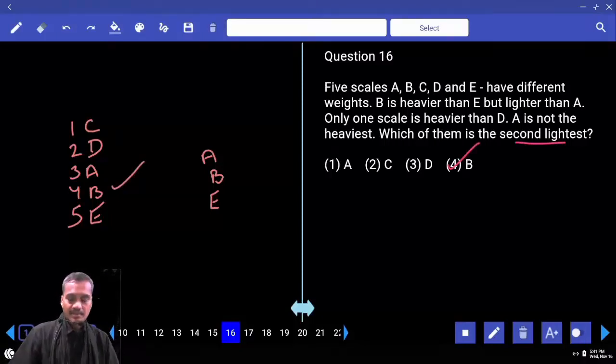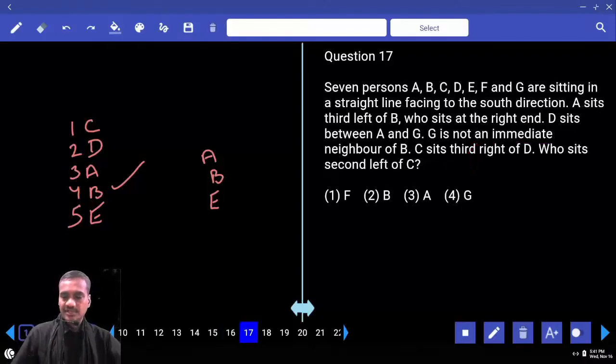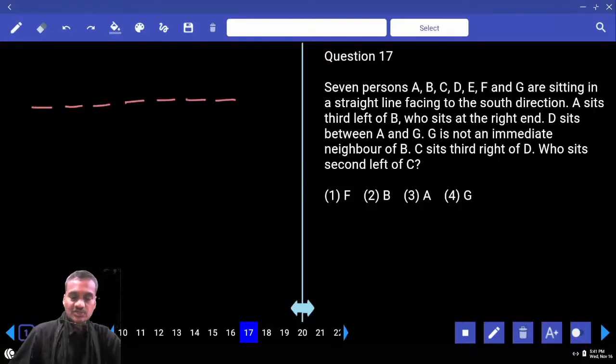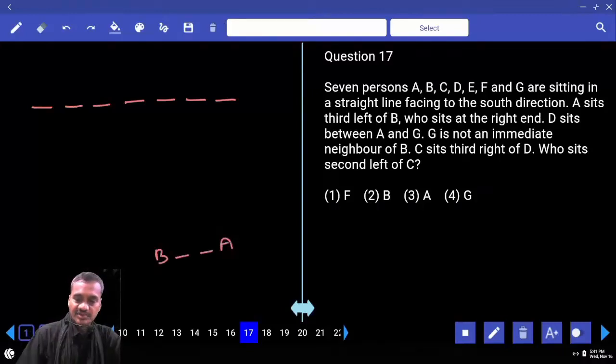Clear? Then the 17th one. Now there are 7 persons sitting in a line facing towards which direction? South. 3, 4, 5, 6, 7. And A sits to the left of B. B is here. A is seated to the left of B. B sits at the right end. Now where is this B? Right end of the row. This one.